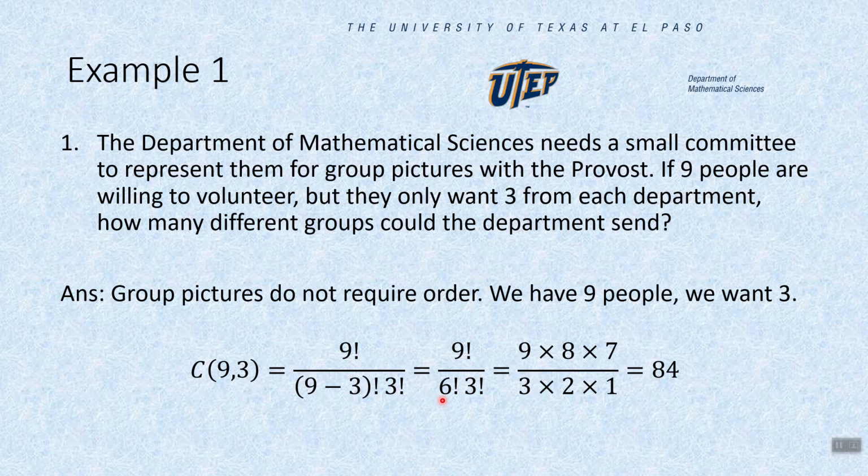Alright, just like we did permutations before, we can simplify that portion for our combinations and then divide by all of our repeats. There are 84 different groups the math department could send to the provost, but we would probably just send the first 3 to show up. I'm just saying, we don't actually calculate this kind of stuff all the time, except for fun.